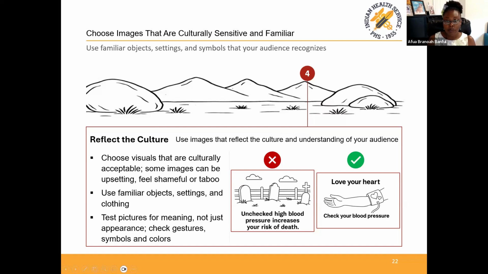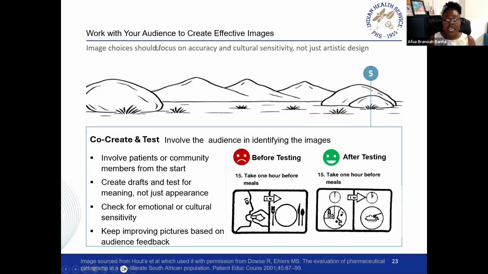So that's the fourth point here. And then this fifth point, which is in the foreground, this boulder, is also as important as beginning to think visually at all. Co-create and test. Involve the audience in identifying the images. You involve the community members from the start. You test drafts, test for meaning and appearance, check for emotional or cultural sensitivity, and you keep improving the pictures based on the feedback, right?